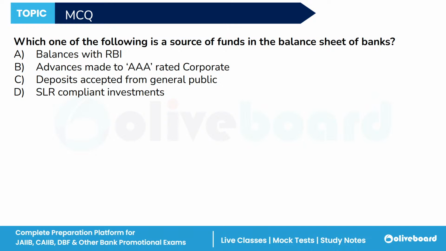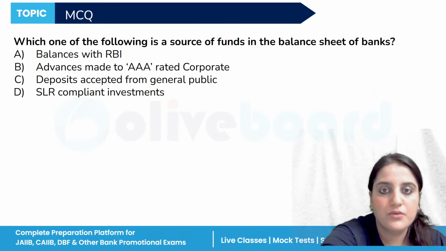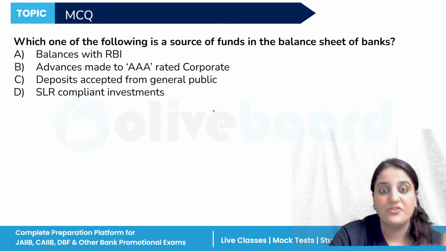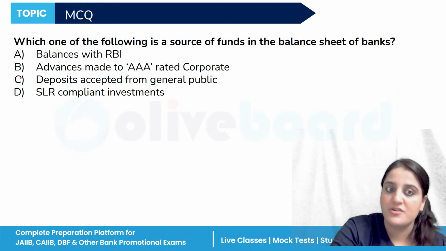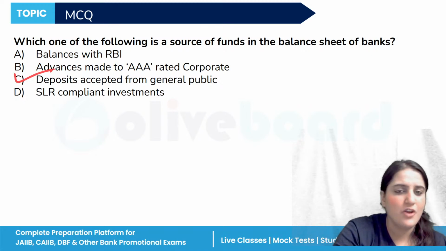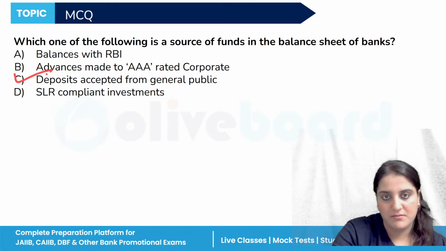So the source of funds in the balance sheet of banks is basically the deposits that are accepted from the general public. This is the source of funds in the balance sheet of the banks. The other three options are not applicable here.